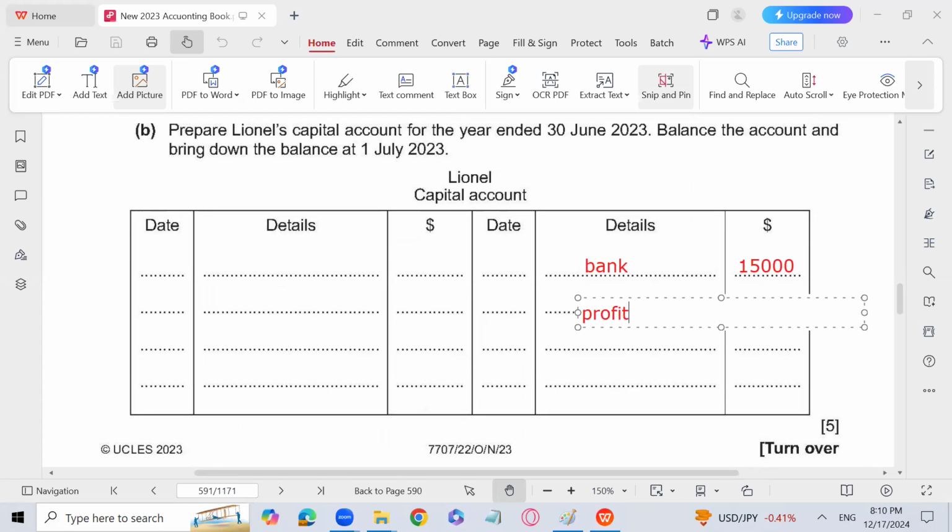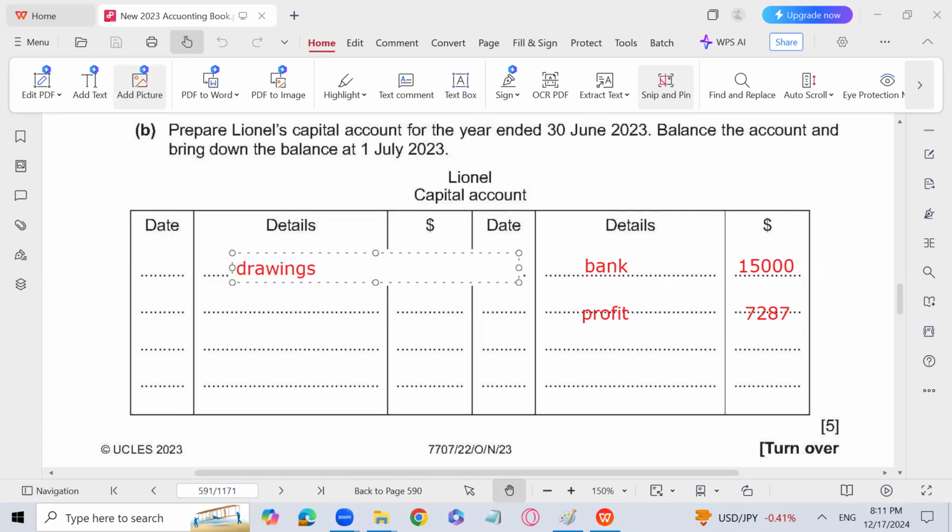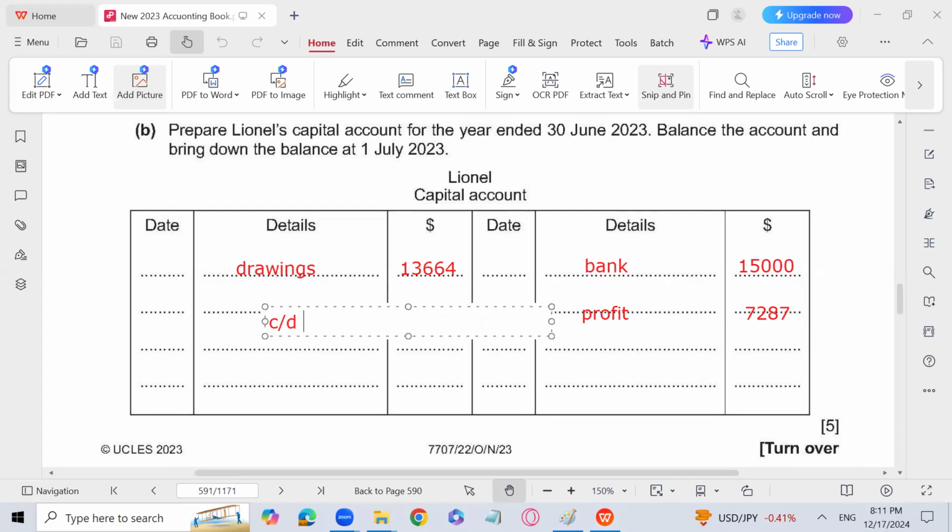Then in capital, we will add the profit, which we have already calculated, 7,287. I will write here 7,287, and then drawings are going to be subtracted, which will come on the debit side. But there are two types of drawings, the 12,000 and 1,664, so it will become 13,664. Then we'll go for the total, and we can easily find the carried down also. After writing the total, we can find the carried down, to be written as brought down for the next year. That's why it has been given as 5 marks in the question.